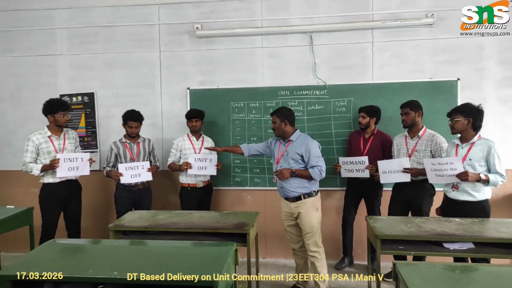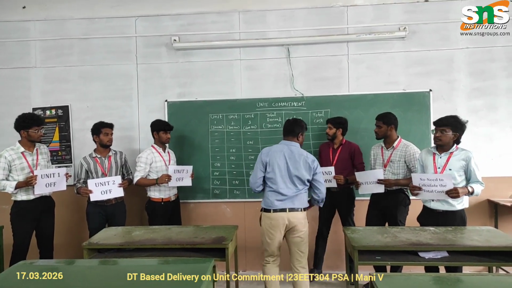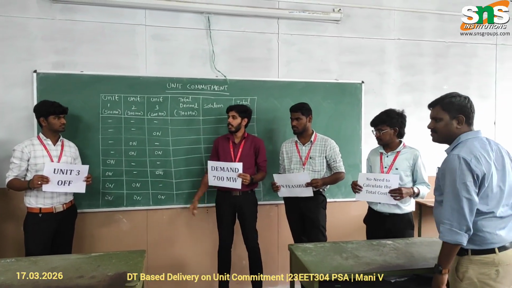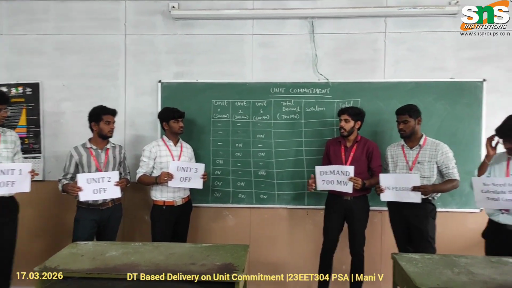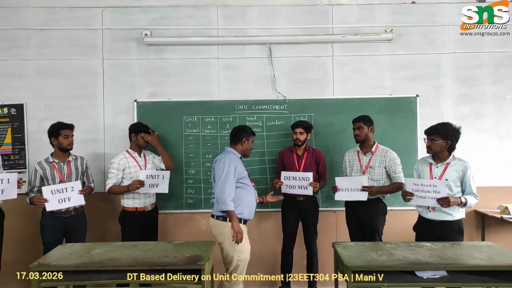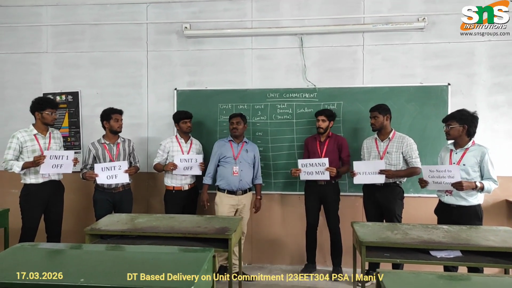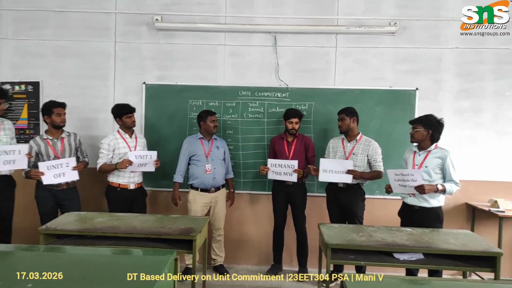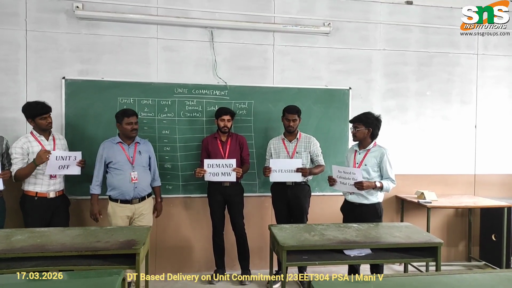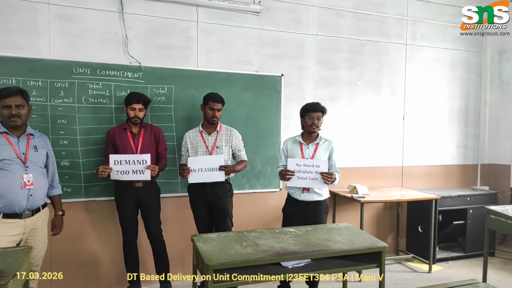Here unit 1, unit 2 and unit 3 are all turned off and will not be in use. My total demand is 700 megawatt. Since the generating stations of unit 1, unit 2 and unit 3 are all off, it is 0 plus 0 plus 0, which is 0. Hence the generation is 0. They are not meeting the load requirement. The demand is not met, so it is infeasible.